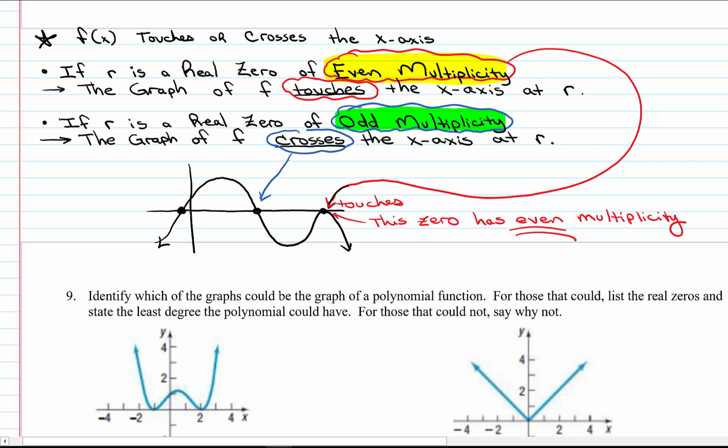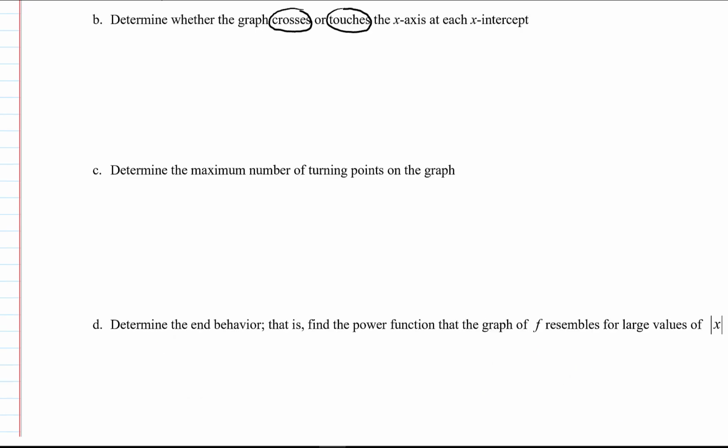Odd multiplicity means it crosses, so I can tell on these other two x-intercepts that it has odd multiplicity because it crosses the x-axis. So I can tell that this zero has odd multiplicity. Okay, so that's how we can tell whether f of x is going to touch or cross the x-axis, by focusing in on those zeros and looking at the multiplicity of them.